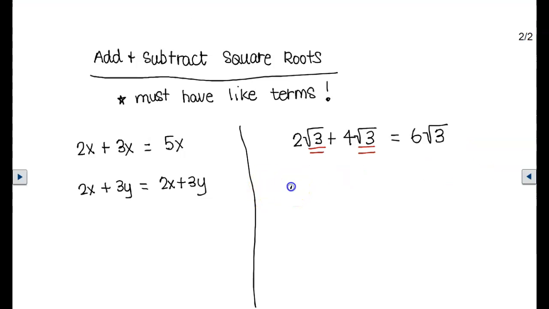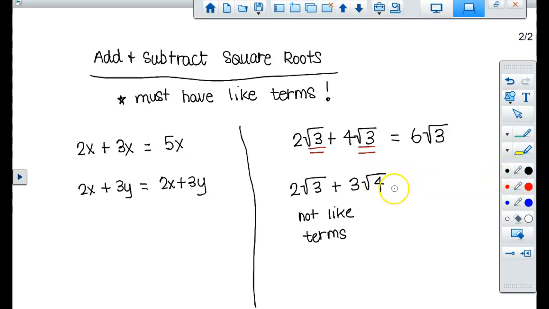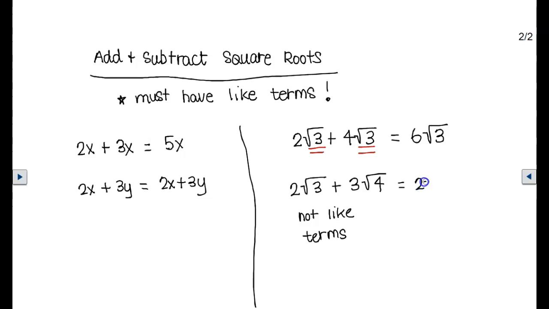If I were to try to do a problem like 2 square roots of 3 plus 3 square roots of 4, these are not like terms. These are not like terms because we have the square root of 3 in one of them and the square root of 4 in the other one. So on this one, we wouldn't be able to add those together.